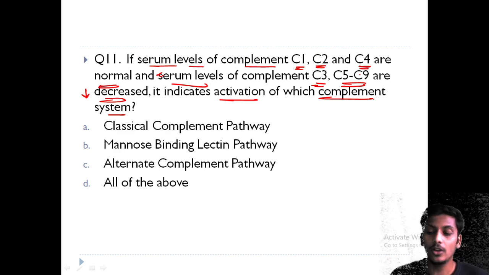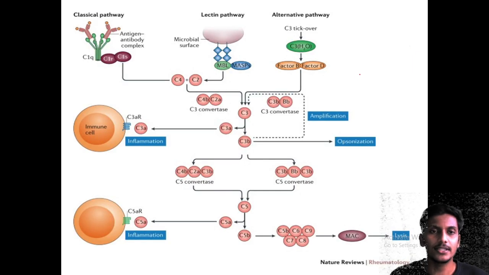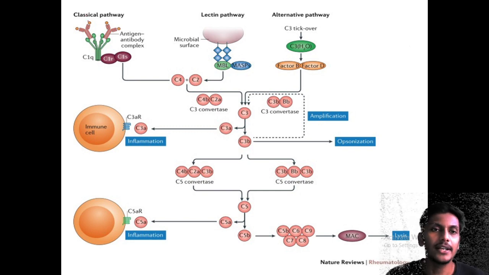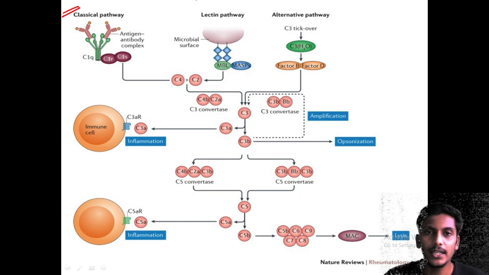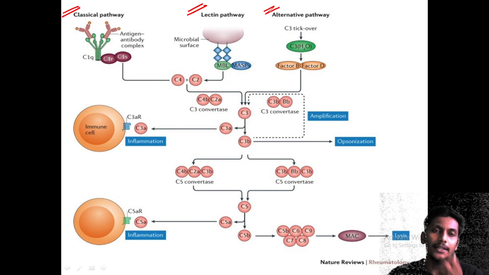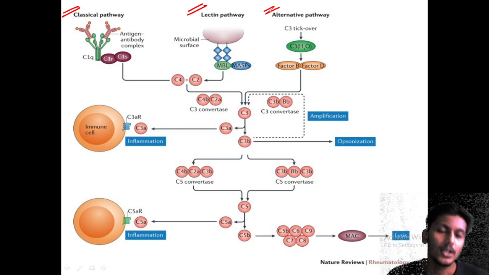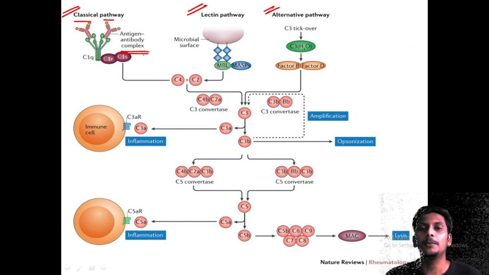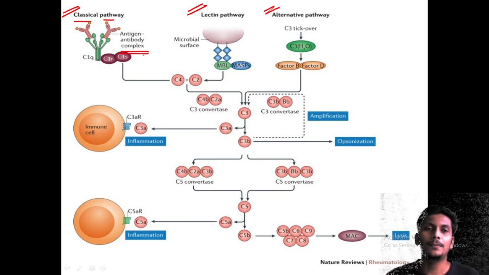Let's see first of all the different types of complement activation pathways. As we know, there are three pathways of the complement system: the classical pathway, the mannose binding lectin pathway, and the alternate pathway. The classical pathway is activated by an antigen antibody complex. Whenever there is antigen antibody complex formation, the classical pathway would be activated.